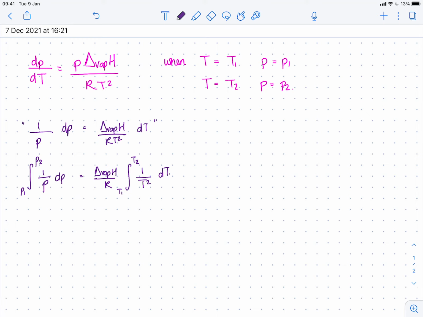So if I take the pressure one first, if I integrate 1 over p with respect to p, well, that is that special case where I end up with the natural log of p. And this is true between my limits p1 and p2.